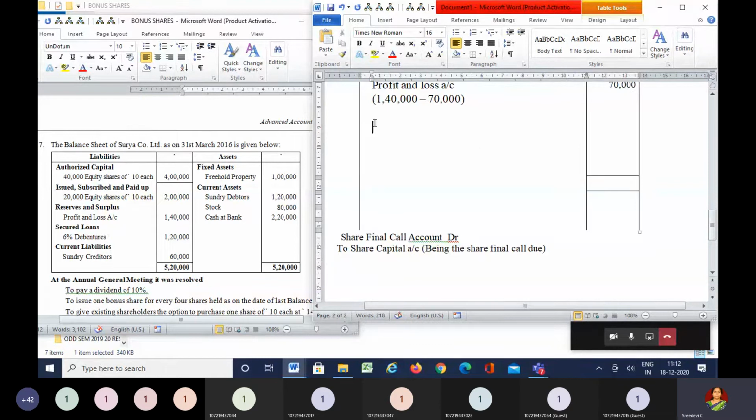So therefore here the share premium account will have a balance. So the net balance available in the share premium account will be 20,000 minus 6,000. So therefore this amount has been left over in the account.